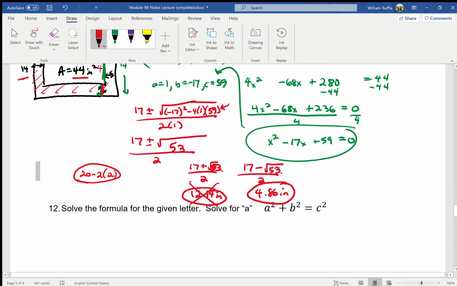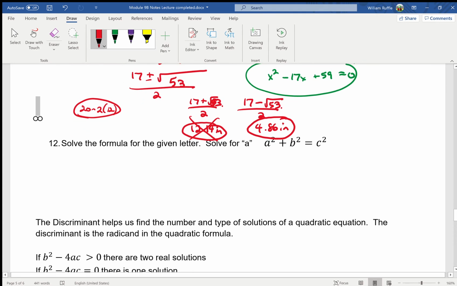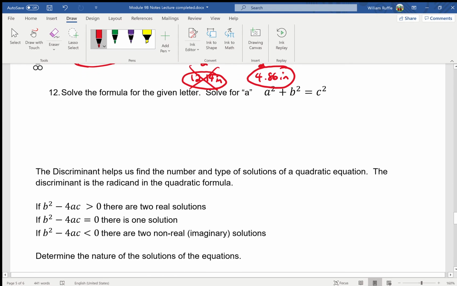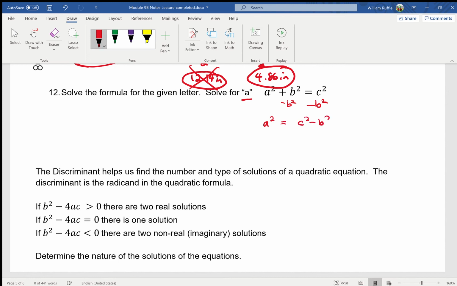That's our answer here. Now, the next one, much, much better. The rest of the questions are much better. If I have to solve for a here, what I want to do is get rid of the b squared, so I'm going to subtract b squared from each side. So I get a squared equals c squared minus b squared. So if I want to solve for a, I can do the square root of each side. So I get a equals the square root of c squared minus b squared.